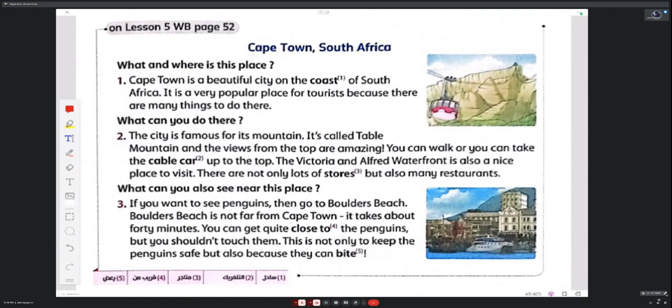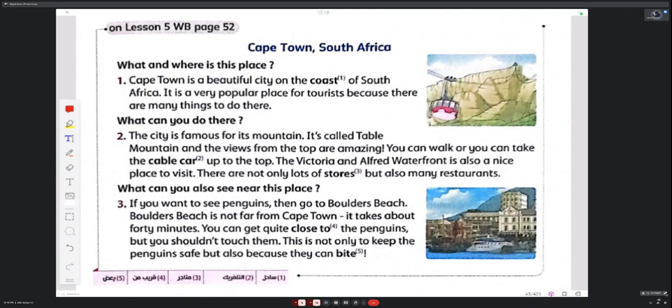What can you do there? The city is famous for its mountain. It's called Table Mountain, and the views from the top are amazing. You can walk or you can take the cable car up to the top. The Victoria and Alfred waterfront is also a nice place to visit. There are not only lots of stores but also many restaurants.